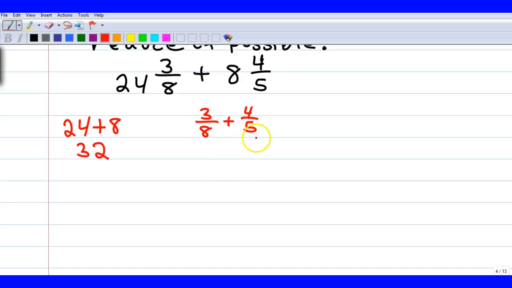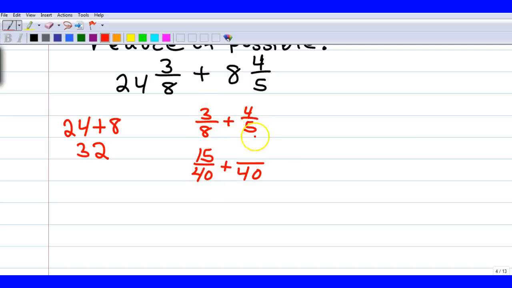If we look at the 8 and the 5, the common denominator would be 40. So I'll come down here and write 40. I got the 8 to 40 by multiplying by 5. So whatever I did to the bottom, I have to do to the top of the fraction as well. So it'll also be multiplied by 5. 3 times 5 making 15. This is 15 over 40, the equivalent fraction to 3 over 8.